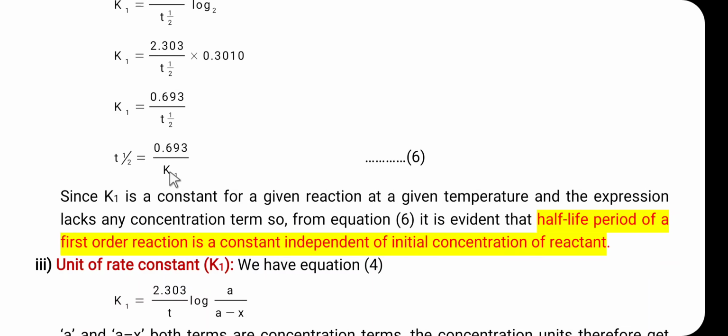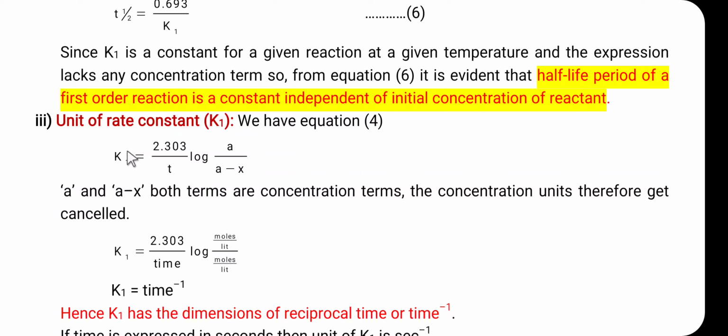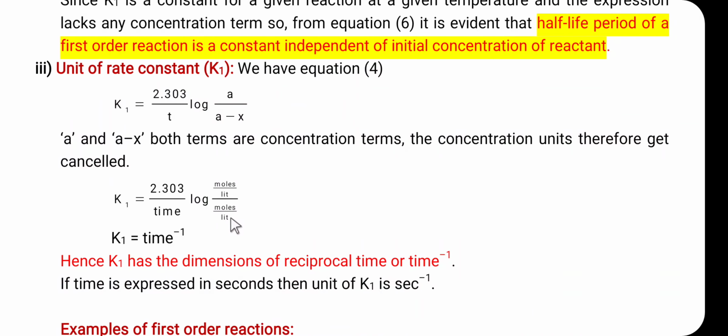Third characteristic feature is the unit of rate constant, that is K1. Again here we have to consider the expression for the velocity constant for the first order reaction. So, K1 is equal to 2.303 divided by t log of A upon A minus X. Here all of you know that A is the initial concentration of the reactant and A minus X is the concentration of the reactant after time t. Here this A and A minus X both are concentration terms, that is moles per liter and moles per liter. These two terms cancel, and here there is 2.303 divided by time.